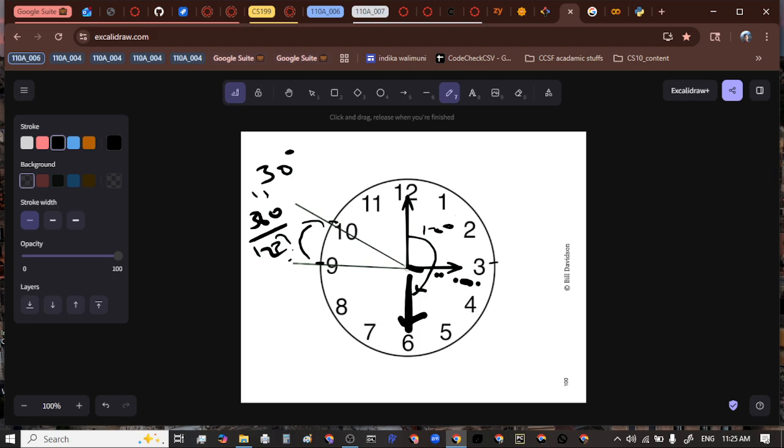This angle, this angle, that's 15, right? So it's 15. Okay. So let's do some math then. All right. So here's what I'm going to do.